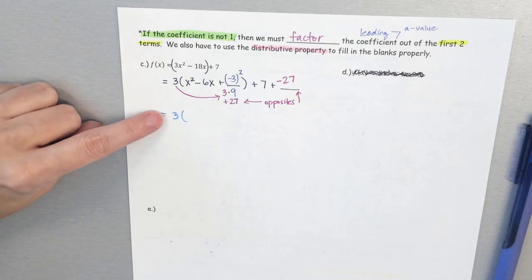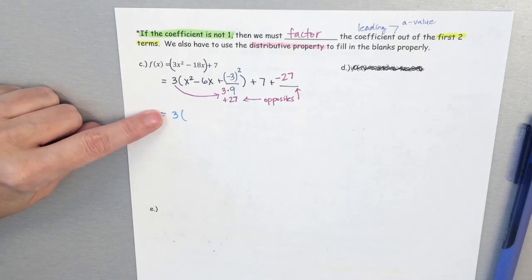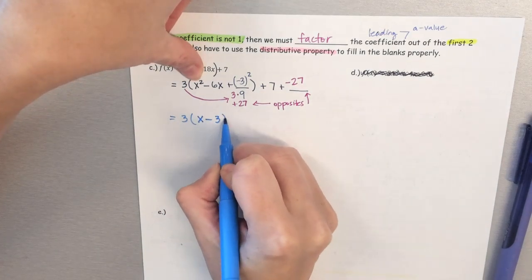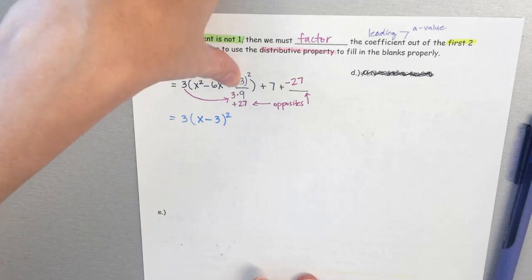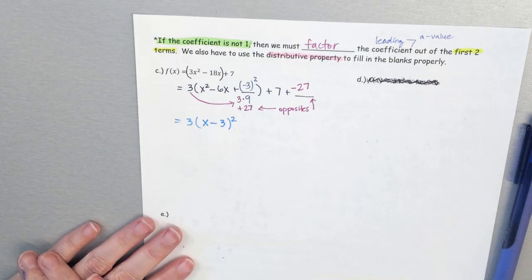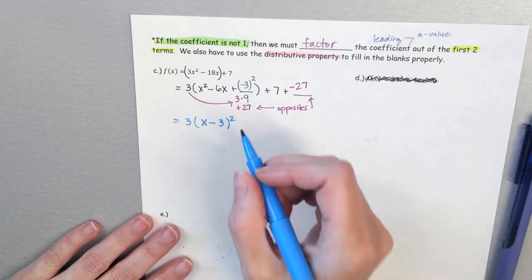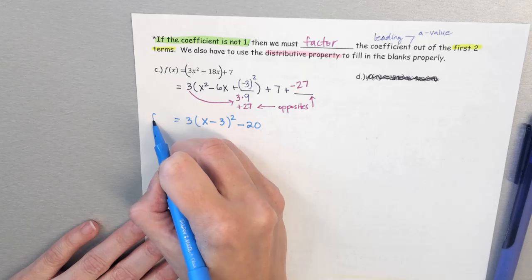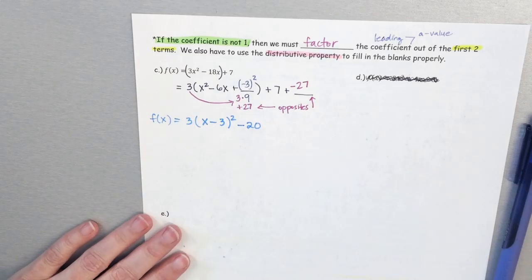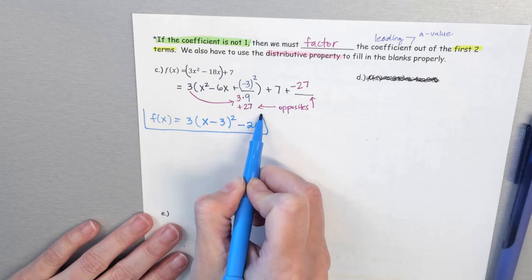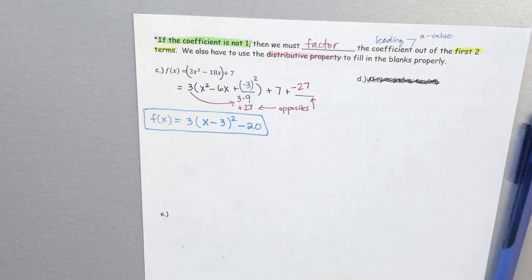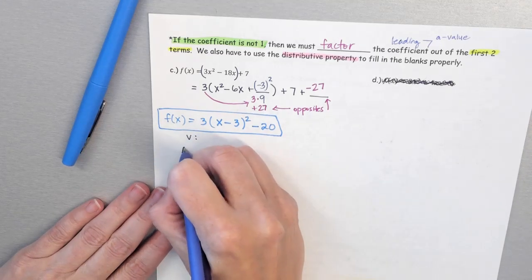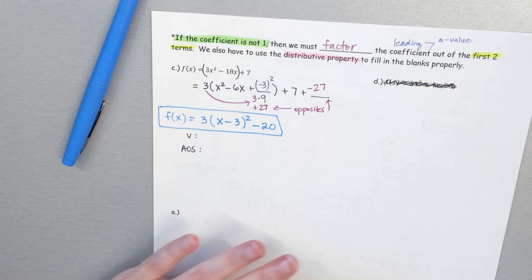Okay, so the 3 just drops down in front, and the rest of this is exactly like what we've been doing before. So this is x minus 3 squared when you factor. 7 plus negative 27 is negative 20. Okay, and then this is your vertex form. So I'm going to give you a minute to find your vertex, your axis of symmetry, and whether it's a max or min.